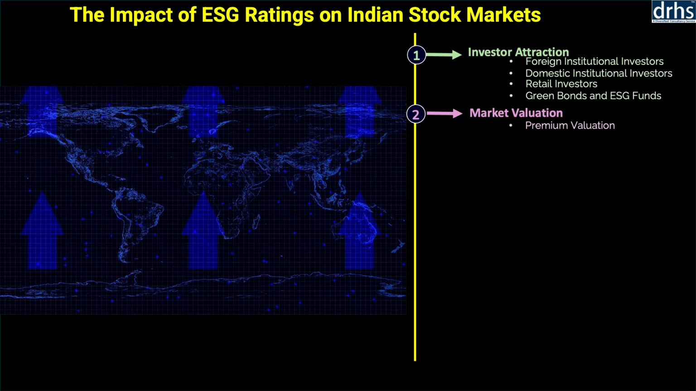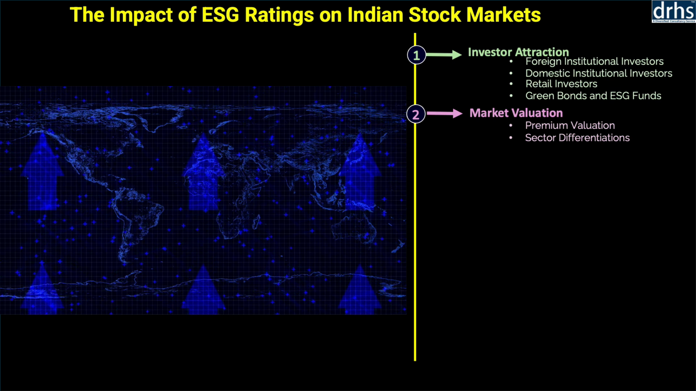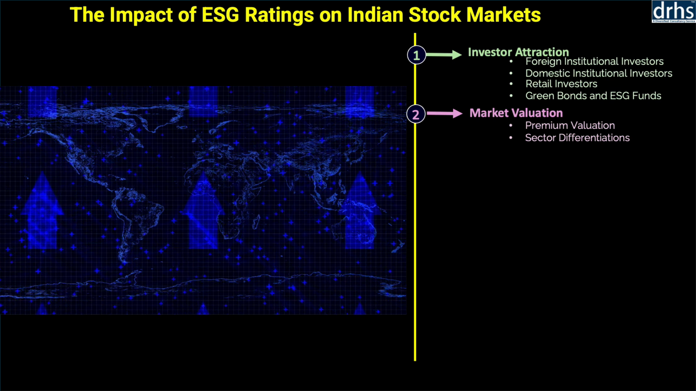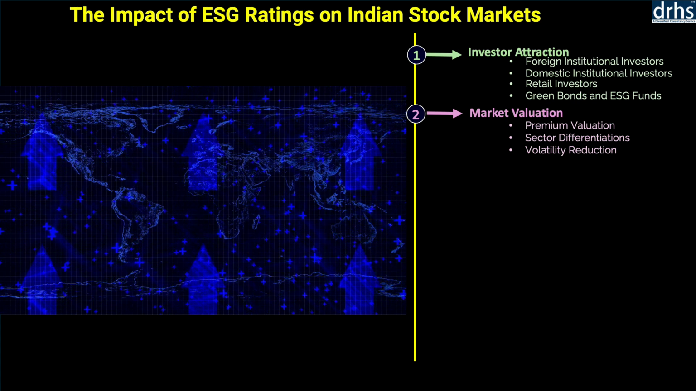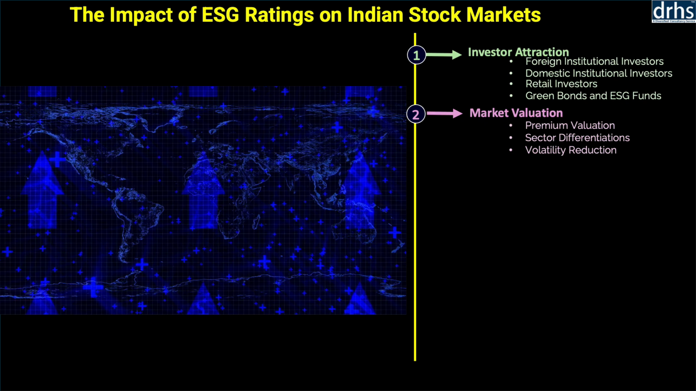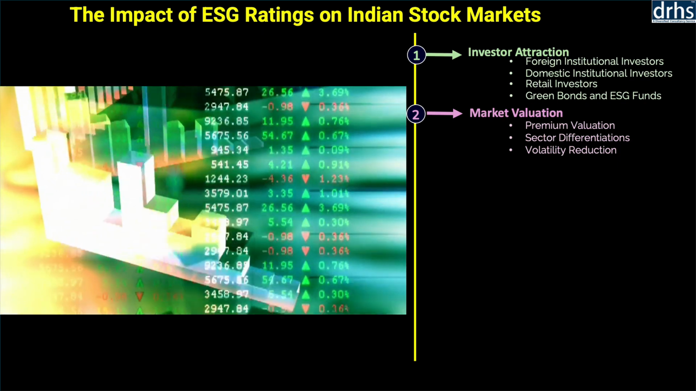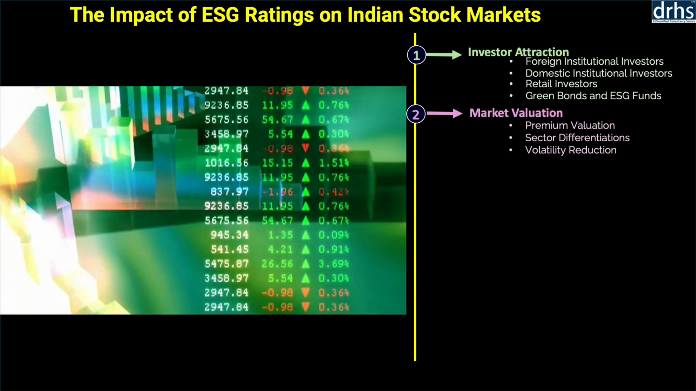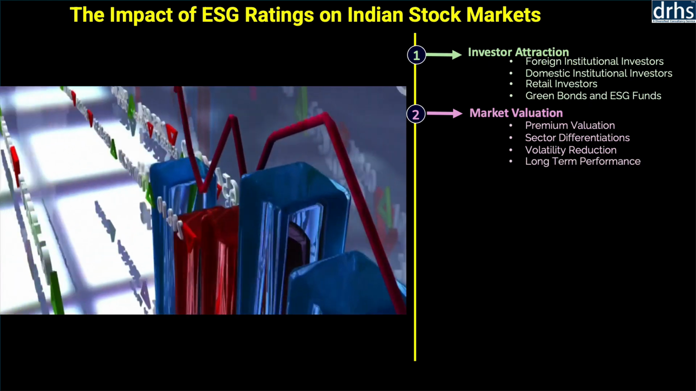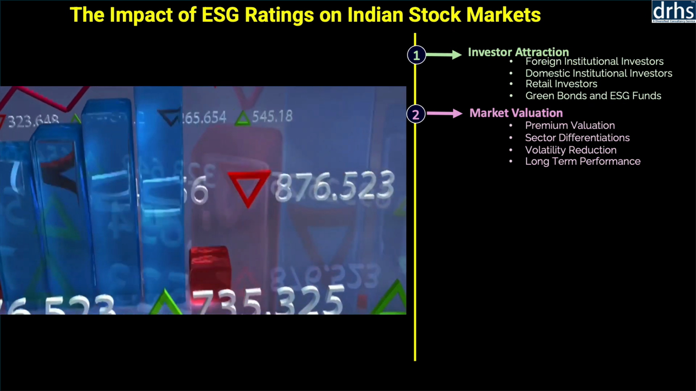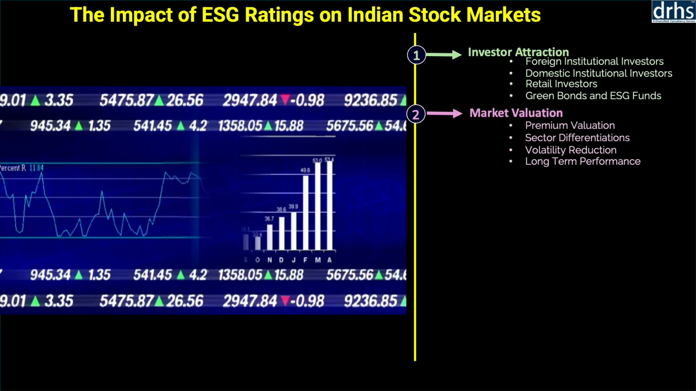Next is related to the sector differentiation. Within sectors, companies with a strong ESG profile are seeing higher price to earnings ratios, especially in environmentally sensitive industries. The next is related to volatility reduction. Stocks of companies with high ESG ratings have shown lower volatility during market downturns, suggesting a flight to quality during uncertain times. Next is related to long-term performance. While the impact on short-term returns is debated, there is growing evidence that high ESG rated companies in India are outperforming over longer periods.